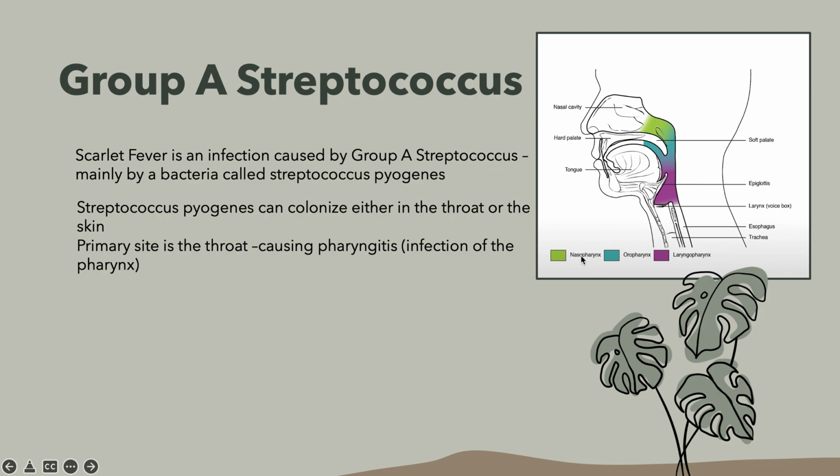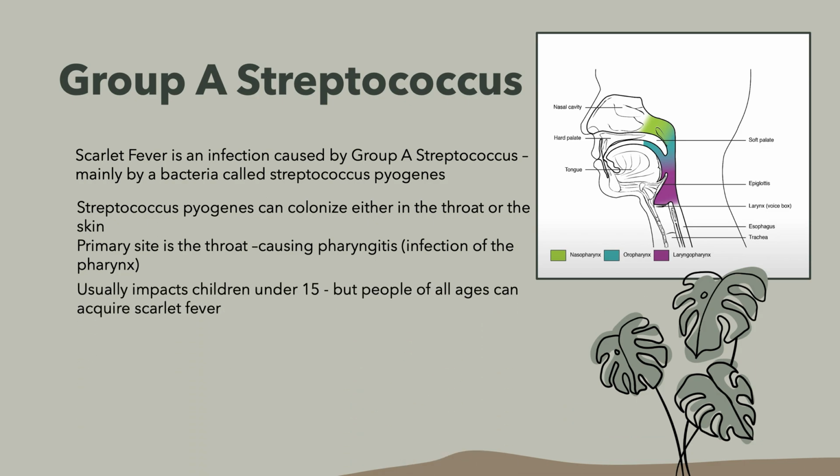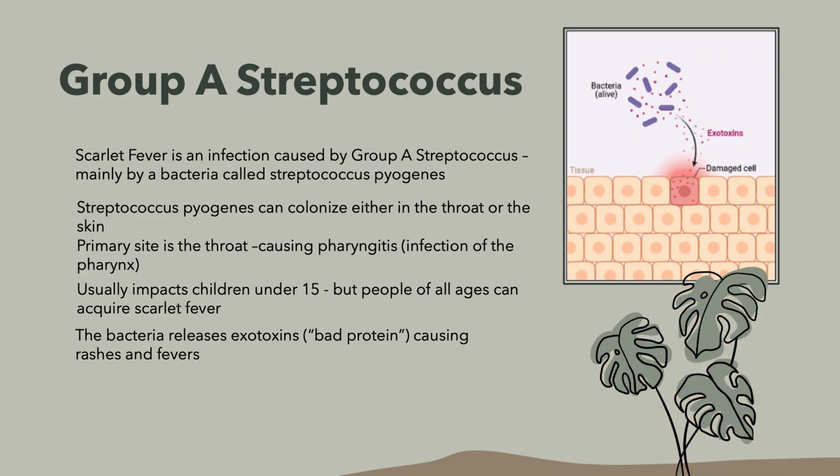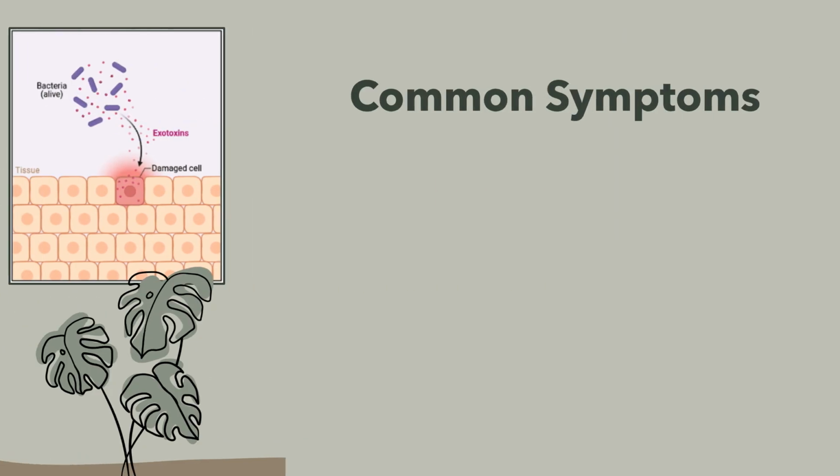It can cause infection of the pharynx, which is called pharyngitis. Whenever something has "itis" at the end, it usually means infection or inflammation of the area. It usually impacts children aged 3 to 15 because of school environments and such, just like COVID. The bacteria releases cytokine, which causes release of exotoxins, thus causing rashes and fevers.